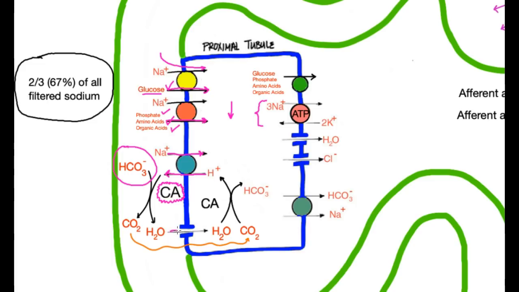So water will move into cells with a transporter, and then CO2 will diffuse into cells because it can cross cell membranes. And now, because the cell is being packed with CO2, we have intracellular carbonic anhydrase that can basically perform the reverse reaction.